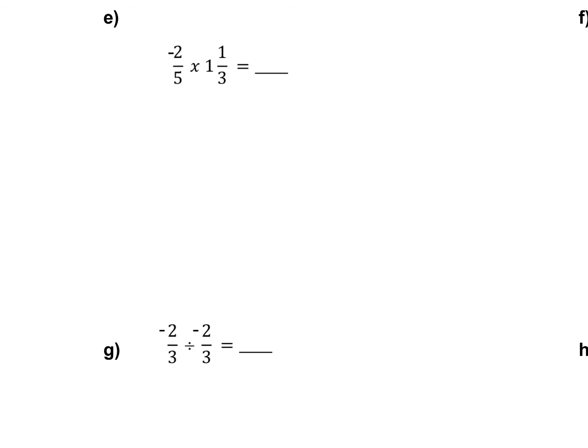Now let's go ahead and review our multiplying. So again, I'm going to leave my first fraction. I need to make this improper. 3 times 1 is 3, plus 1, 4/3. Now multiplying is much easier. I can just multiply across the top, multiply across the bottom. This one I cannot simplify, so I'm just going to leave it as -8/15.